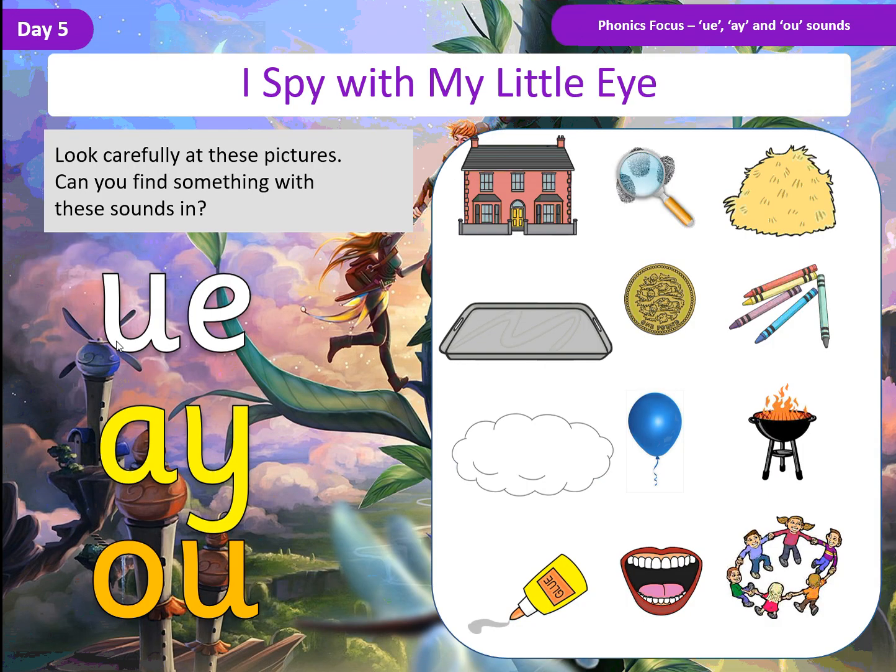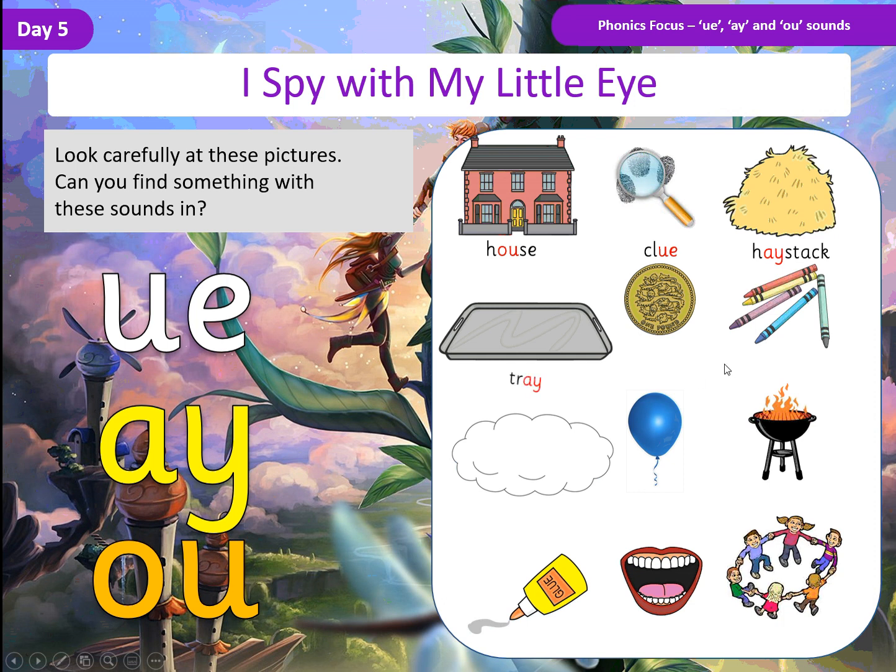Okay, so to finish, we're looking at these three, oo, a, and o, or ow, and you're going to find the words that use those sounds. So when you're ready, grown-ups, start the video again, and we'll find out which words are which. Okay, so first one up. House, so the ow sound. Clue, the oo sound. And hay, or haystack.